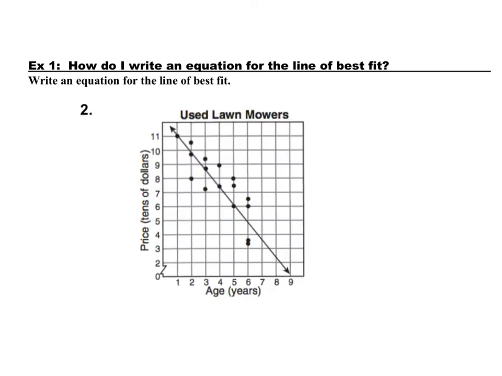All right, our next example, we have used lawnmowers, and it's the price, tens of dollars, and the age in years. And the line of best fit has been placed here for us. So again, remember, you need two things to write an equation. You need to find a slope and you need a y-intercept, the b. All right, so let's find 2 points on the line as much as we can on a whole number.